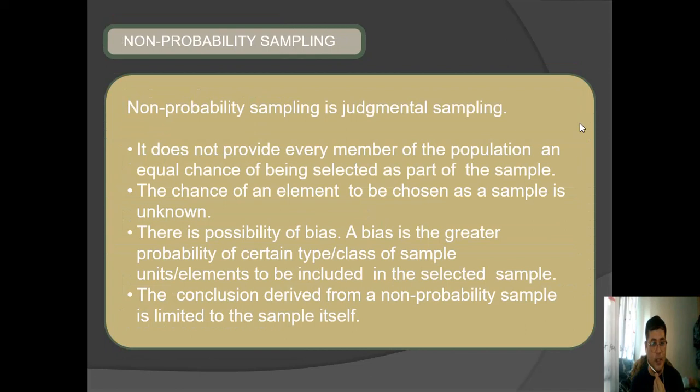So while for the non-probability sampling, this is usually a judgmental sampling. It does not provide every member of the population an equal chance of being selected as part of the sample. So, the chance of an element to be chosen as a sample is unknown. So, prone din ito sa bias. So, a bias is the greater probability of certain type or class of sample to be included in the selected sample. And of course, the conclusion derived from a non-probability sample is limited to the sample itself. So, kaya mas gusto nila yung probability sampling.